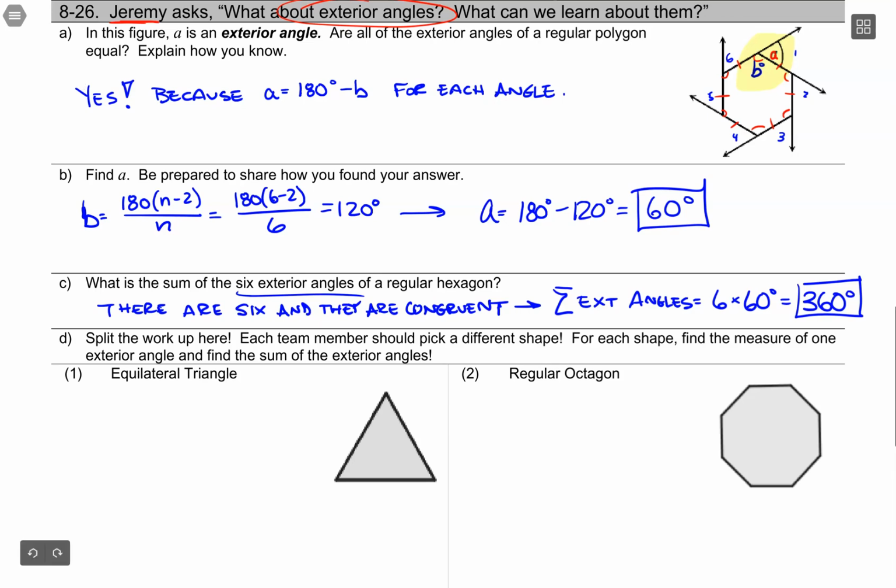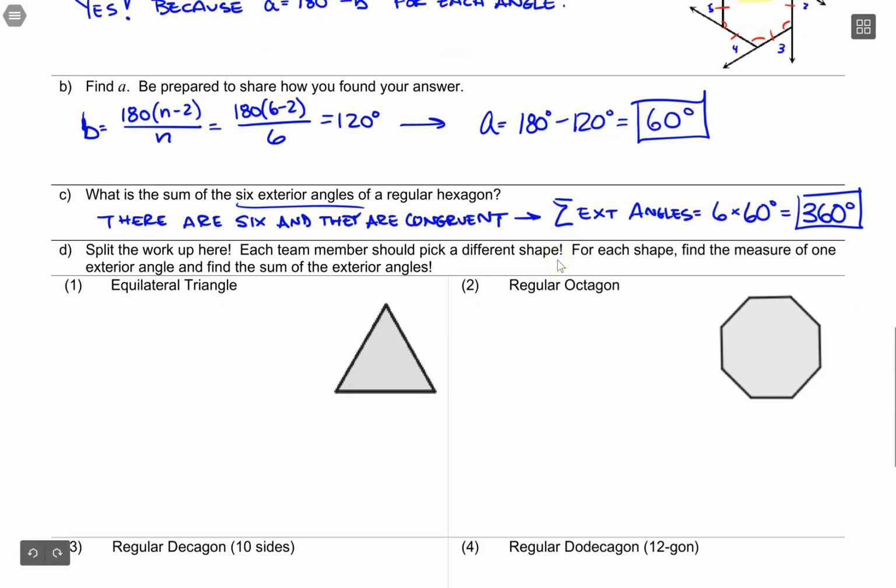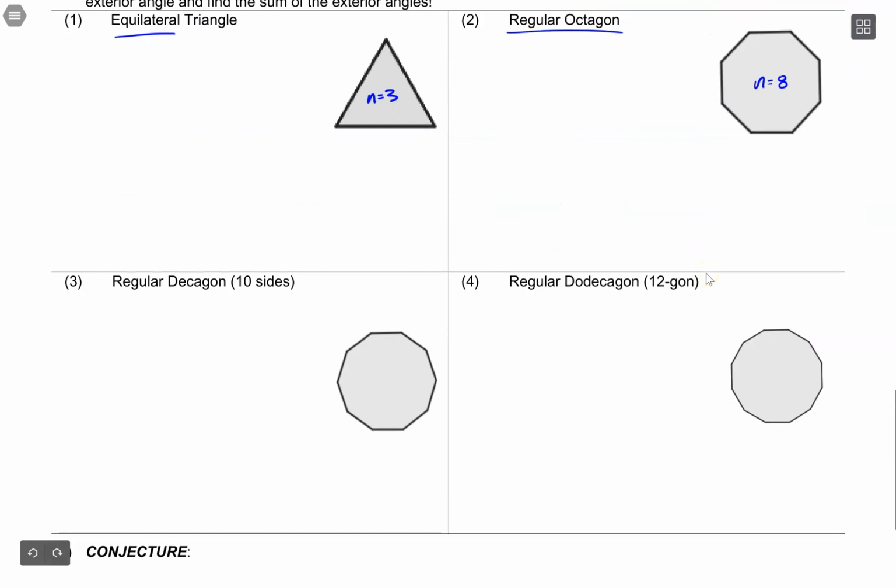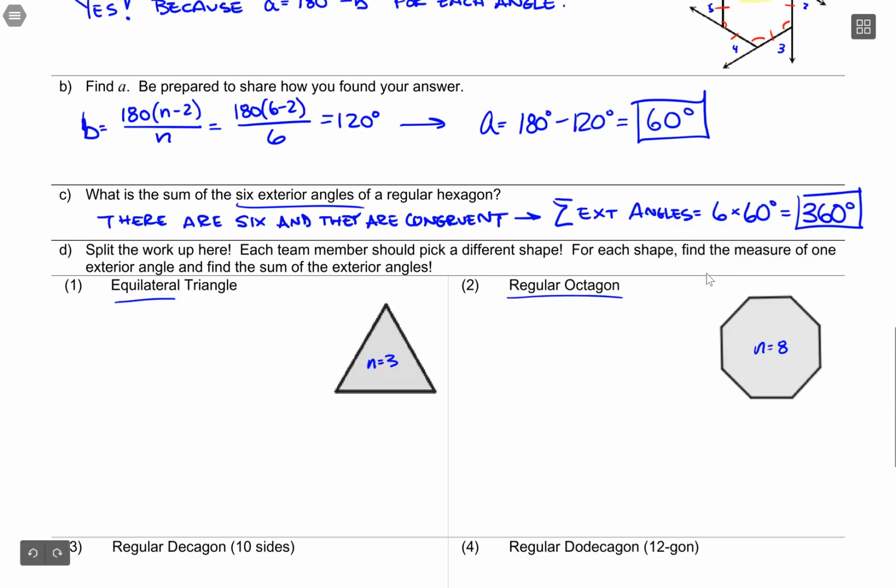Now for part D, what we're going to do is investigate 4 other regular shapes. And we've got the equilateral triangle, which is n equals 3, the regular octagon, we know that's n equals 8, the regular decagon for n equals 10, and then the dodecagon for n equals 12. For each of these, we're going to do the same thing we just did. We're going to find the measure of the interior angle, then we're going to find the measure of the exterior angle, and then we're going to find out what the sum of all the exterior angles are. And I'm going to go ahead and do that really fast for each of these.